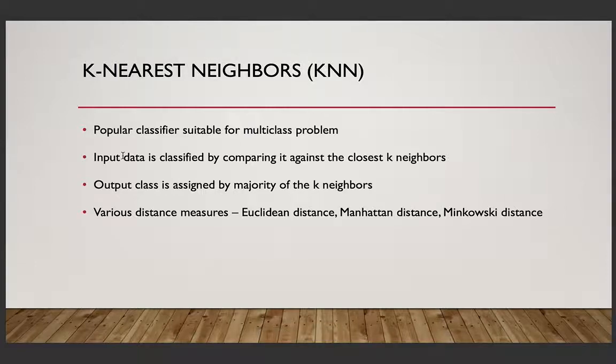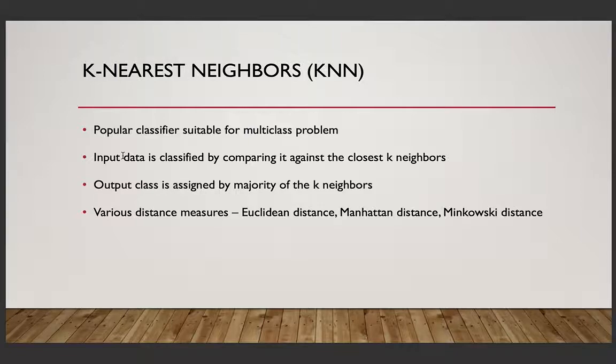Another popular classifier is the k nearest neighbor classifier, which assigns a class to a given input image by observing the k closest neighbors to it. The value of k is in our control. In our project, we have chosen k equal to 1, and the winner for the output class is determined by the majority of all of its k neighbors.